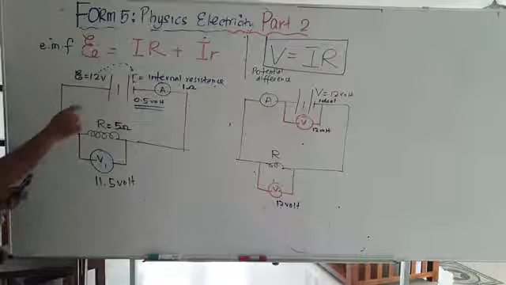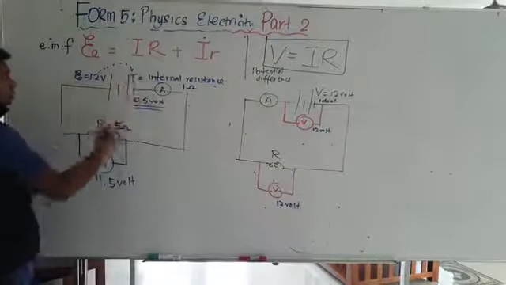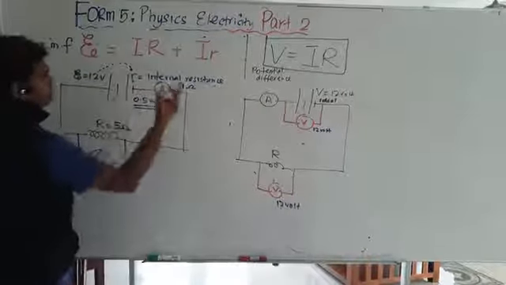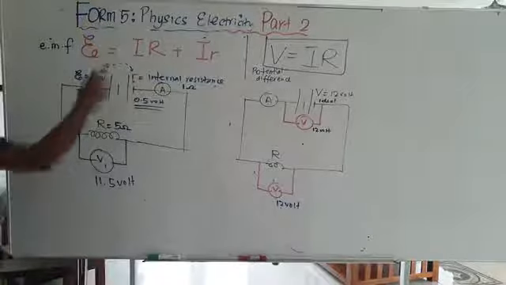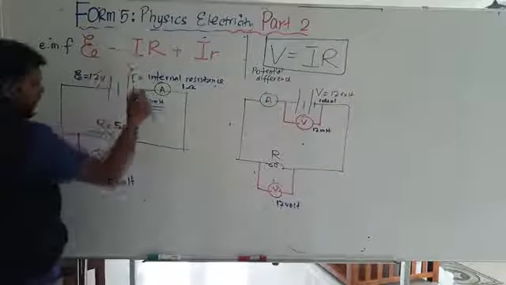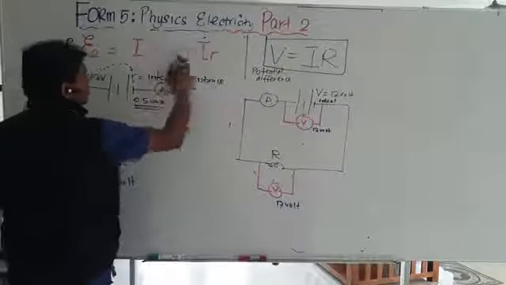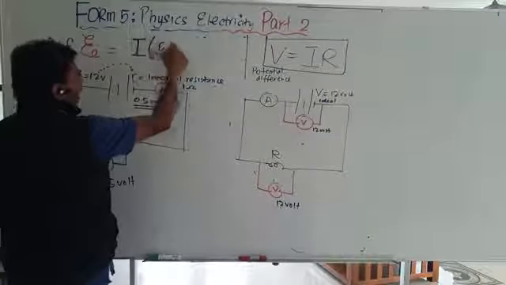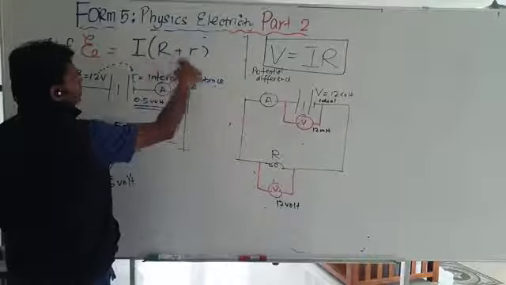Okay, so what is the total resistance? The total resistance is 5 plus 1, which is 6. So this formula can now be modified. I'm going to erase this off. This formula can be modified as I(R + r). Same thing, when you expand, you get back the same formula.